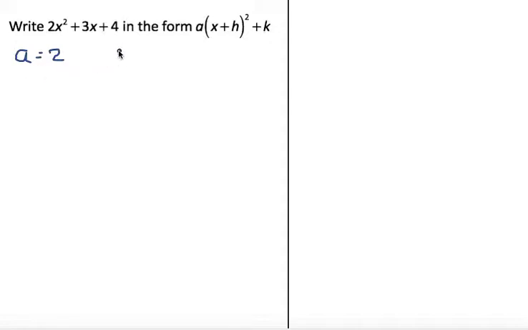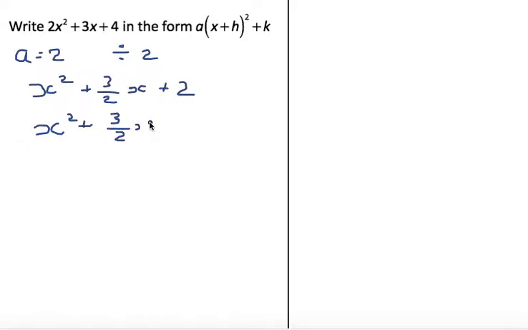So what I'm going to do is I'm going to divide everything through by 2 at the beginning. So when I divide everything through by 2, this becomes x squared, 3 becomes 3 over 2x, and the 4 becomes 2. Now, remember what I did before? I introduced an equal sign, and I am going to take away c from both sides, so it gives me minus 2.